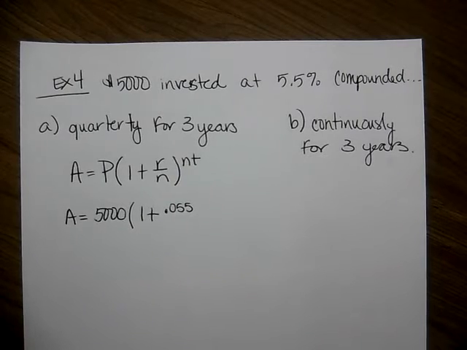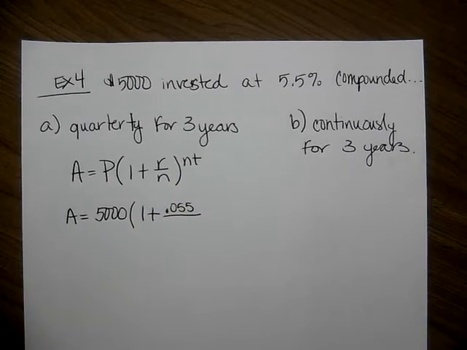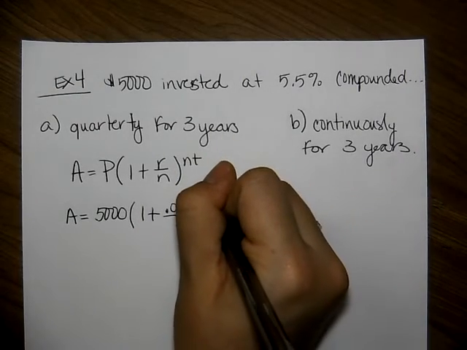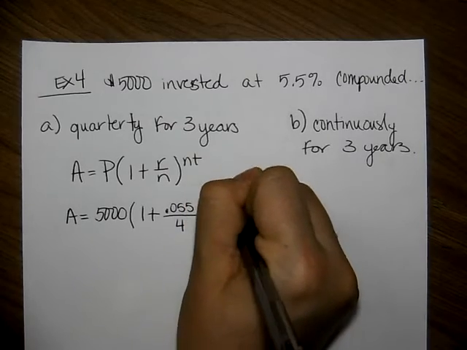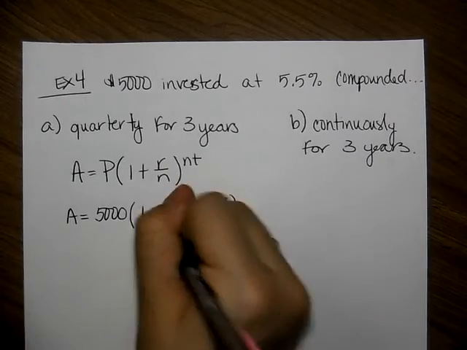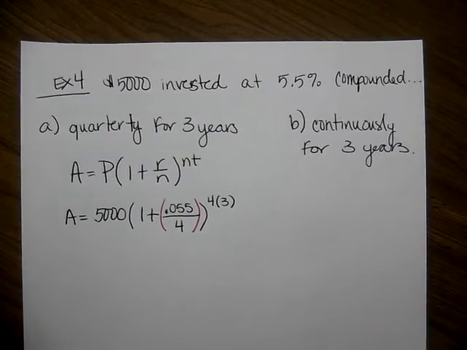0.055. You move the decimal to the left 2 places in order to convert from a percent to a decimal, divided by N. Now N is 4 because it's quarterly. And then that's raised to the power of 4 times 3 because 3 years are passing. You can put this in your calculator as is, or put parentheses around this piece and multiply 4 times 3 to put 12 in there, or put parentheses around this.